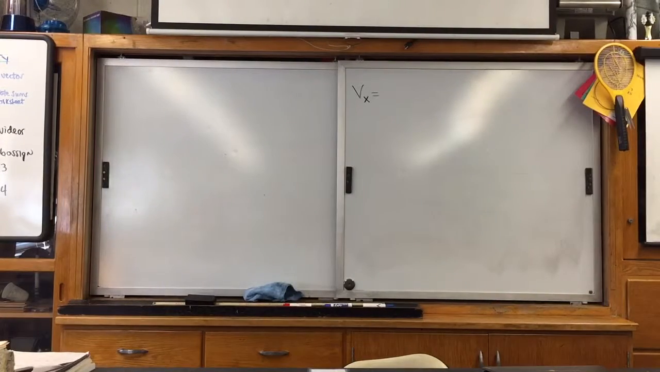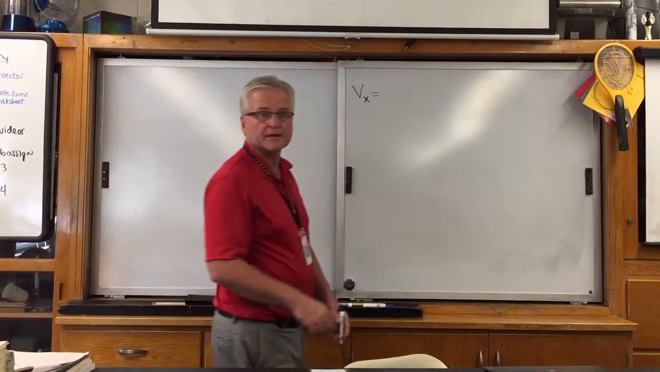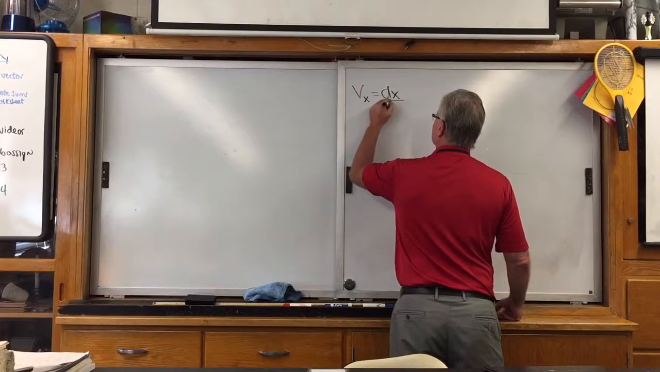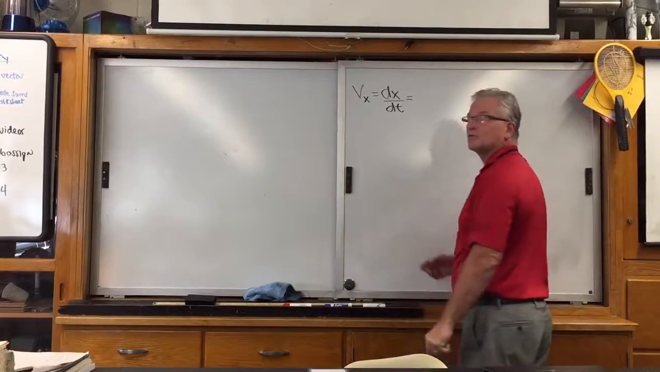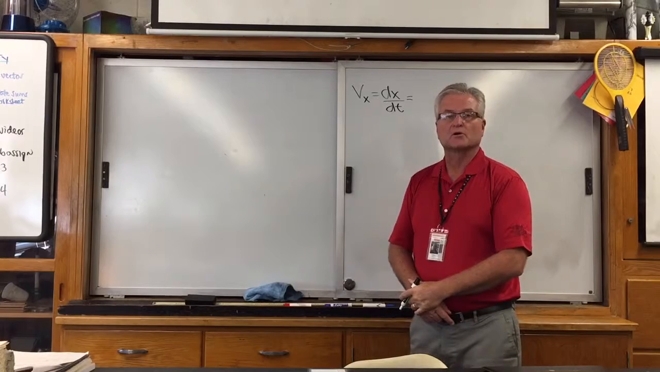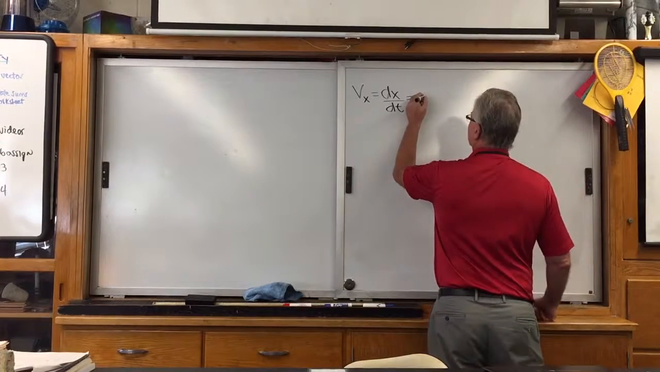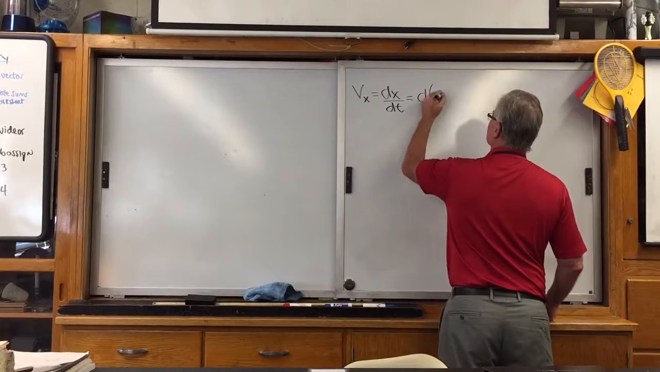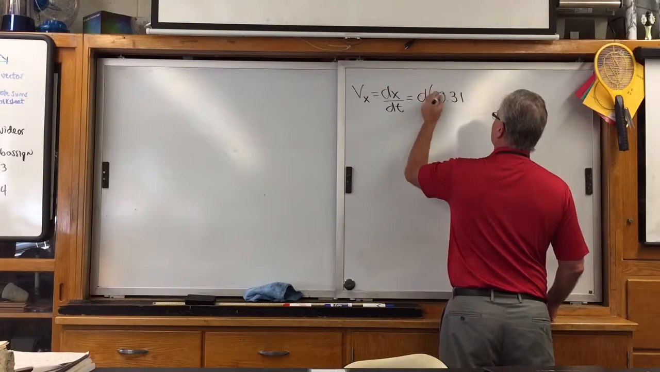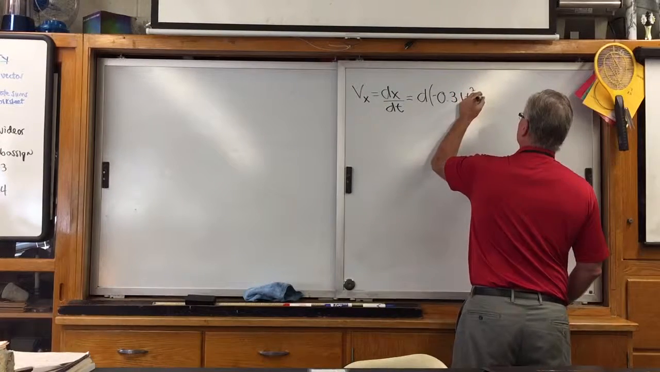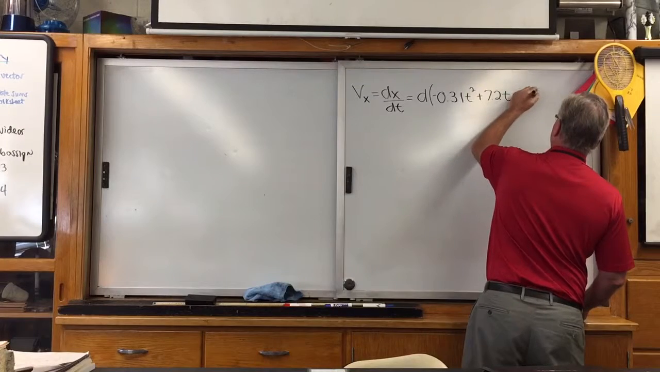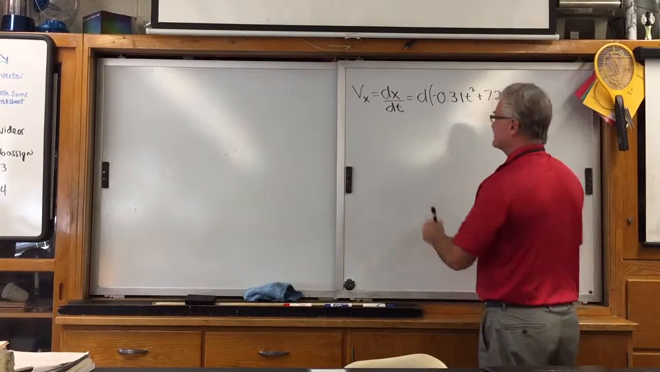All right, now let's go back to the rabbit problem. We know that the velocity in the x direction is dx/dt. So if we take dx/dt, we have a formula for the position. If memory serves me correctly, we're going to take the derivative and replace it with a function. I think we had negative 0.31 t squared plus 7.2 t plus 28, I think that's correct.